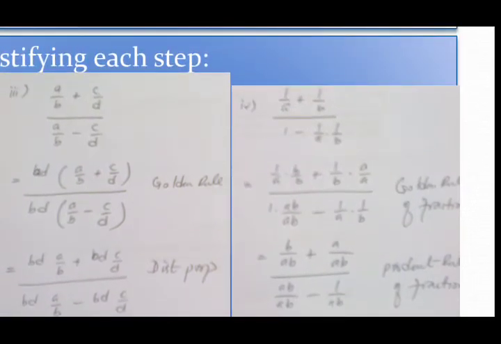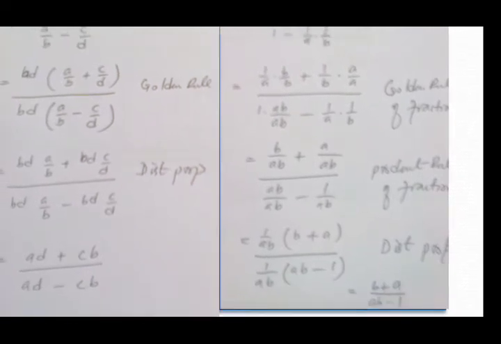Fourth part: 1 over a plus 1 over b, over 1 minus 1 over a times 1 over b. We multiply these fractions to make the same denominator. 1 over a multiplied by b over b, 1 over b multiplied by a over a, and in the denominator 1 multiplied by ab over ab. And the second fraction with the same denominator, then we multiply these fractions. Now it contains the same denominator, we take common 1 over ab. This is called the distributive property, and we cancel the same values and get the answer.